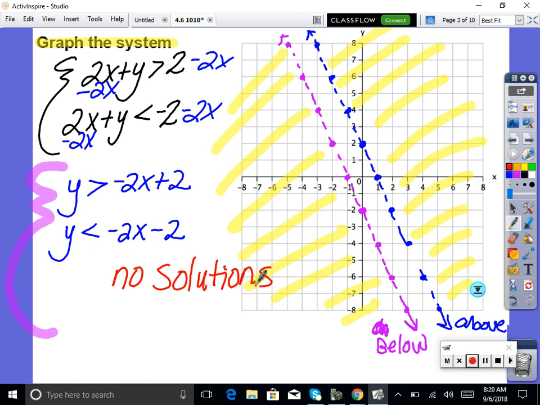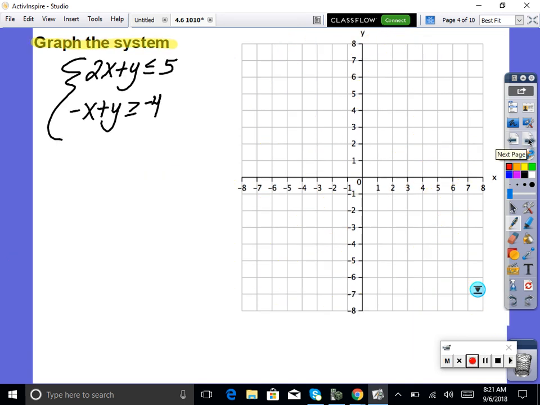Make sense? If these signs would have been different, and we would have been shading in here, those would all be solutions. Does that make sense? Okay, cool. All right. Do you want another example of this intersection, or do you guys feel good? I can do one more. I can move on.